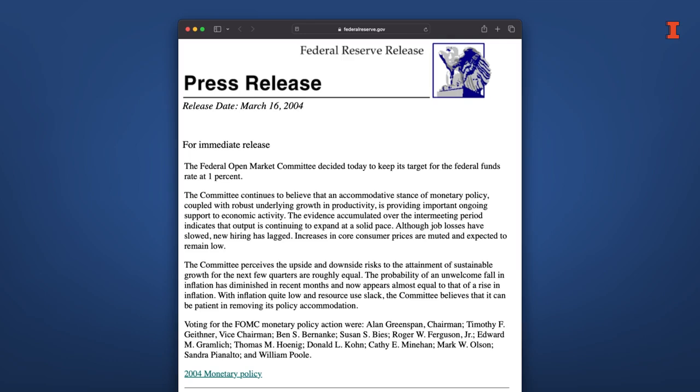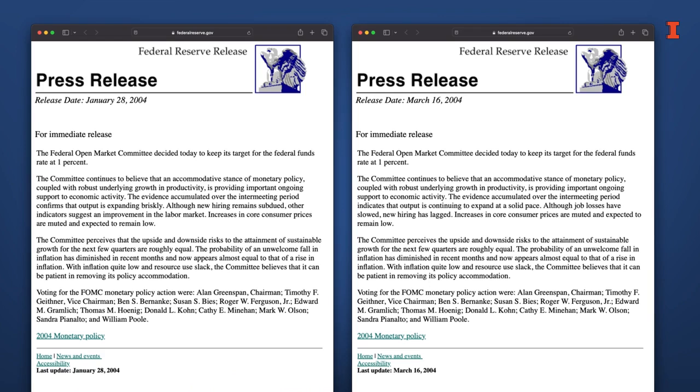Now let's play Fed Watcher and compare this statement to the previous statement from January 28, 2004. In the second paragraph, the description of the economy slightly changed. In January, the expansion was brisk, but in March, it was only an expansion at a solid pace. This indicates the growth rate, albeit still positive, has decreased. Similarly, the description of the labor market is less favorable. The last paragraph is the same except for the insertion of "that."